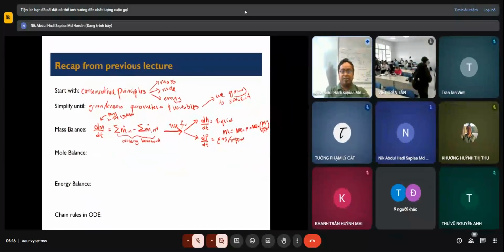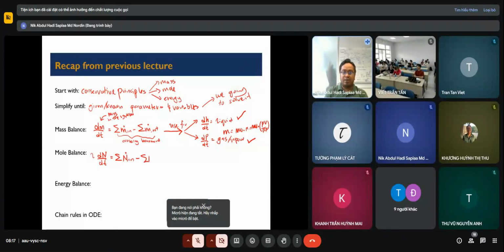So the use for mass balance, in the end, we want to simplify until we have dH/dt for the liquid system, and for the gas system, we are going to simplify it until we have the change in pressure over time. Same goes for the mole balance within conservative principles. So the change in number of mole over time is equal to the summation of rate of mole coming in minus the summation of rate of mole coming out of our system.